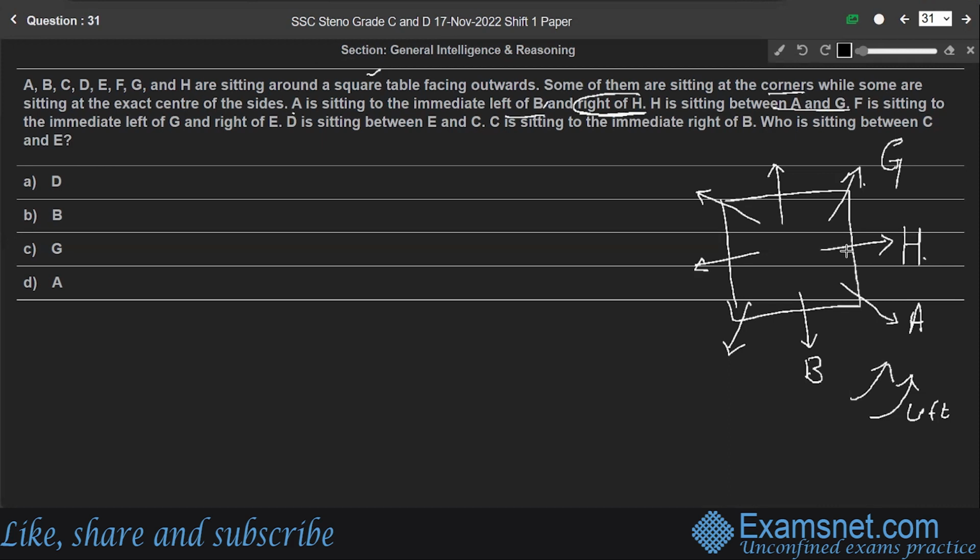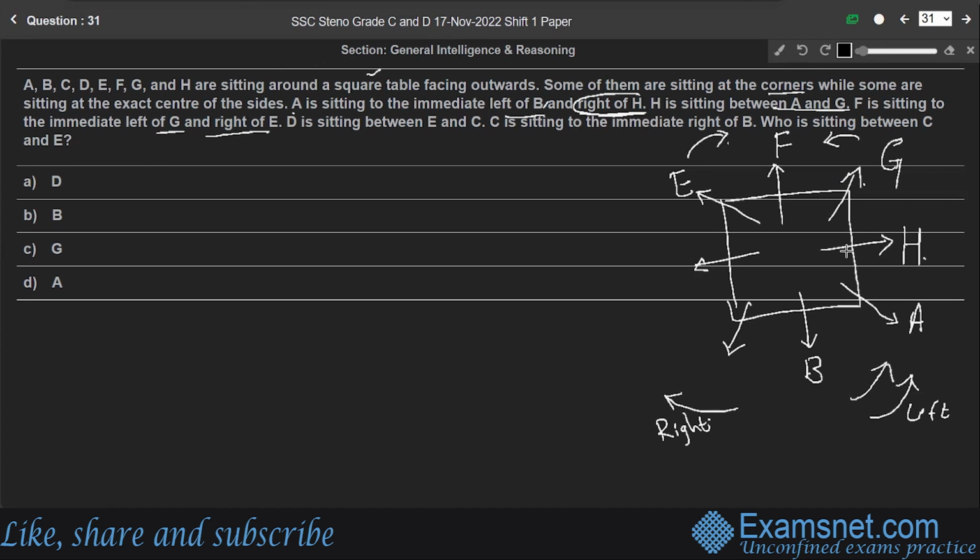Because H is sitting between A and G, then F is sitting to the immediate left of G, right? So to the immediate left of G means in the anti-clockwise direction, F is sitting. Therefore, F's position is at the center, right? Next, to the immediate right of E, F is sitting. Therefore, E's position is like this, because right means the clockwise direction. Since all are facing outwards, their right means the clockwise direction, right? So F is sitting to the immediate right of E, right?